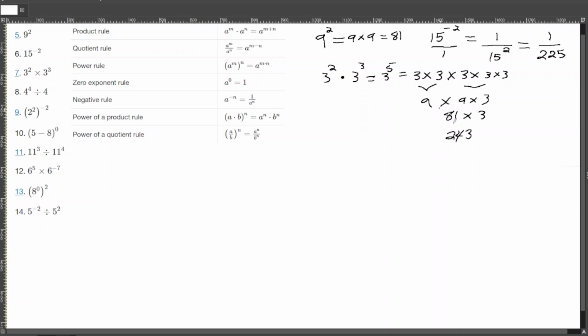I'm going to erase some of this. So if you need to copy this, you guys have the ability to pause the video. I am erasing some of this so I have room. Okay? So 243.